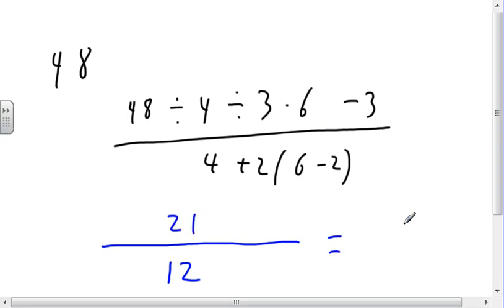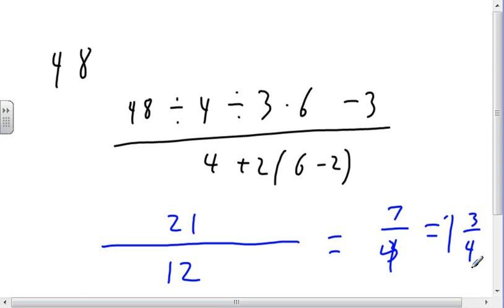Both top and bottom are divisible by 3. 7 over 3, 1 and 2... No, it can't be 7 over 3. 7 over 4, 1 and 3/4. All right, am I right? I don't know, so I'll put it in my calculator.